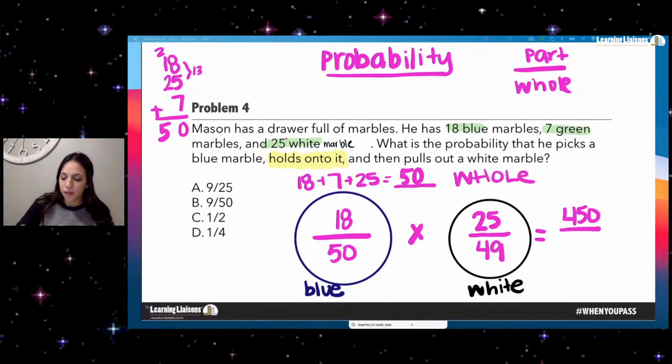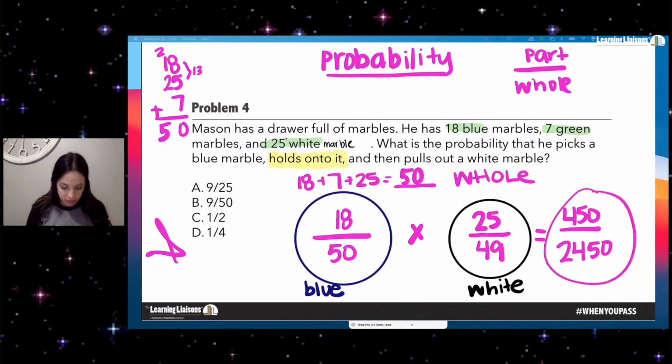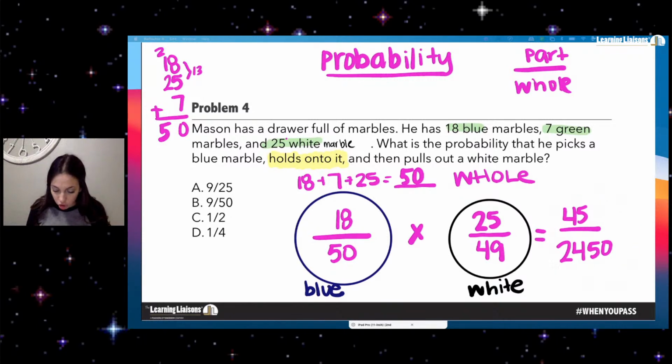Divided by 50 times 49, 2,450. That's not an answer choice. That is not an answer choice. So what do I do now? I have to simplify my fraction. So I have to look for things that are factors that are common. And I'm going to show you an easier way to do this in a minute.